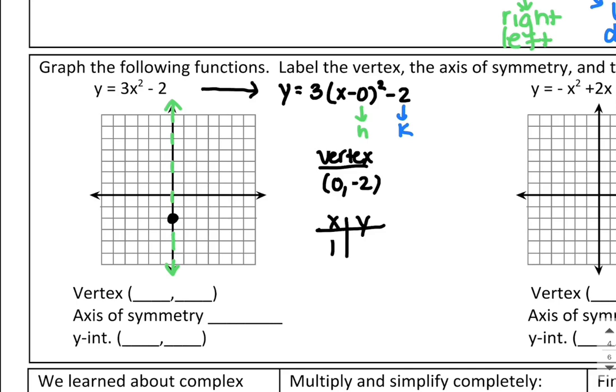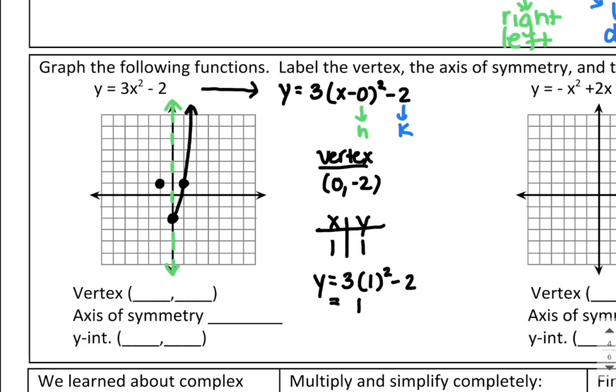When I plug in x is 1 into my equation, I have y is equal to 3 times 1 squared minus 2, and that's equal to 3 minus 2, which is 1. So I know when x is 1, y is 1. So I have this point (1, 1). Now, if I reflect that point, I know this point is 1 away on the right-hand side from the line of symmetry, so I can plot another point 1 away on the left-hand side.